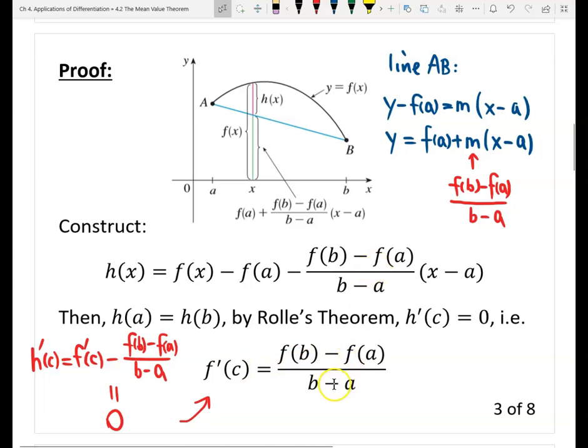Okay, so why do we call it the mean value theorem? Because this is the mean value, right? Because this is the average rate of change. Okay, so that's the proof. And now let me introduce another two results directly derived from the mean value theorem.